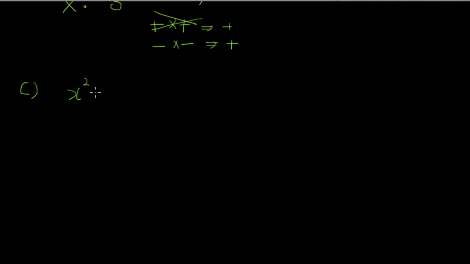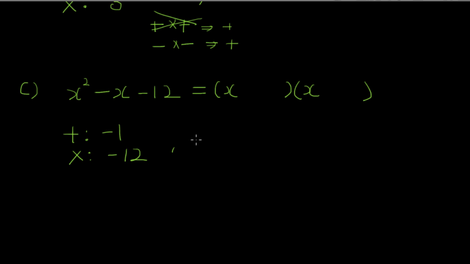X squared minus x minus 12. Now you can pause this video and try this on your own, and you can check the answer with me. So as I told you, this is going to be in this form: add to -1, multiply to -12. So the multiplying result is negative.